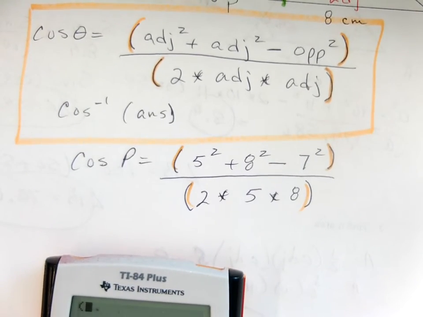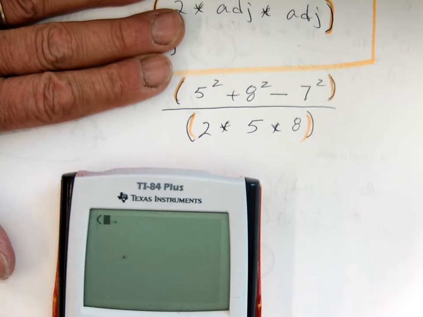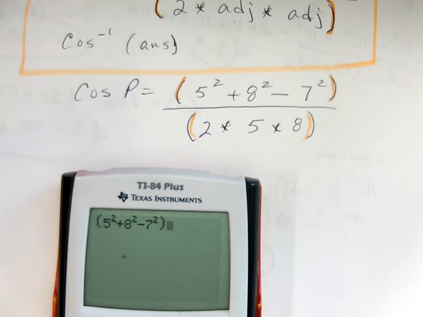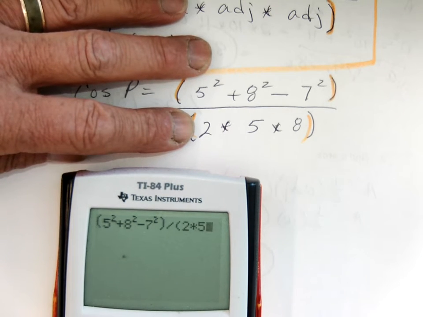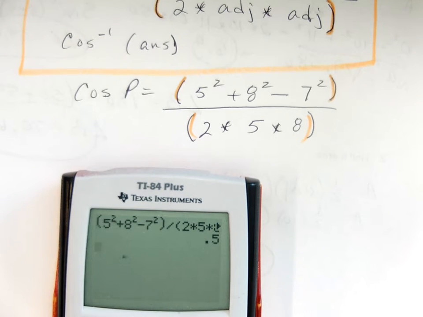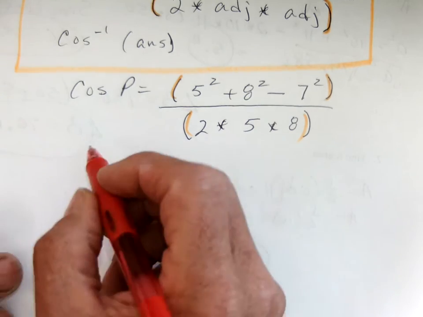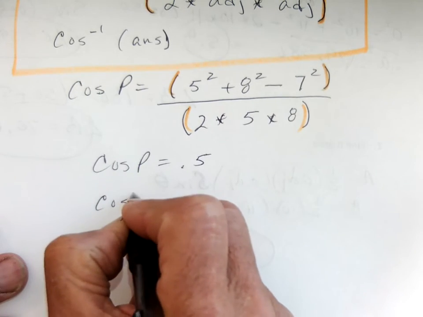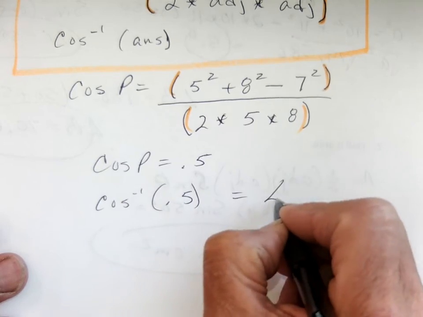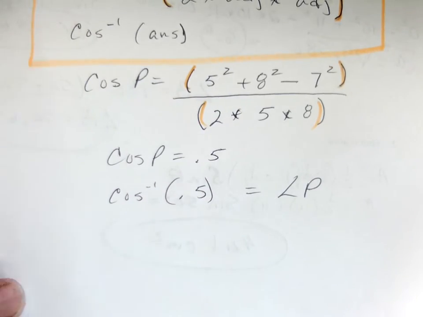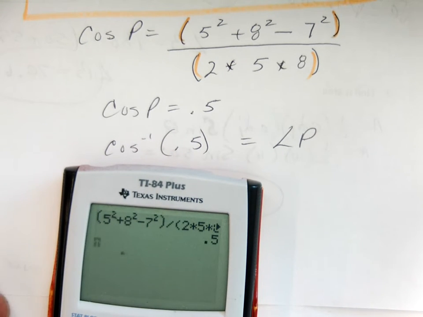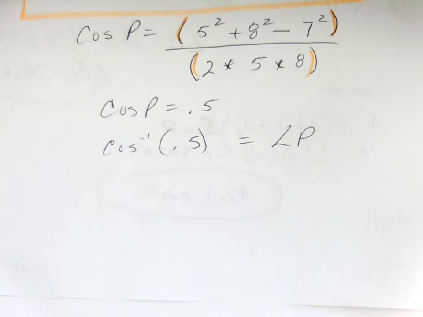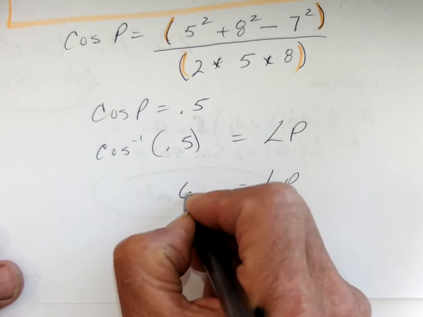Clear. Parentheses, so I'm just going to do this part. 5 squared plus 8 squared, subtract 7 squared, parentheses. Have to have the parentheses. Divided by parentheses, 2 times 5 times 8, parentheses. I anticipate a decimal, so I got cosine of P equals 0.5. And now I'm going to take the cosine inverse of 0.5, and I'll get angle P, right? That's my second step, cosine inverse of that. So I go cosine inverse of 0.5, and I get an answer of about 60 degrees. Angle P is 60 degrees, okay?